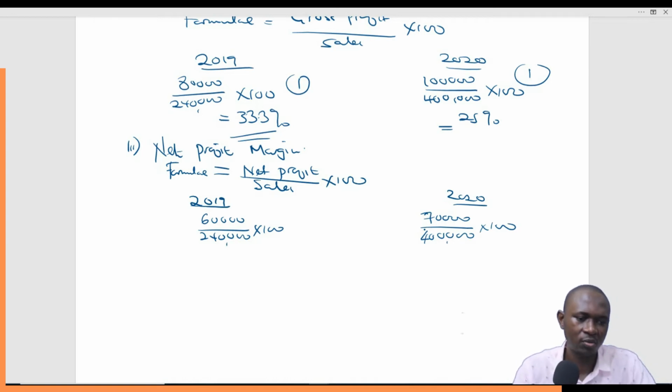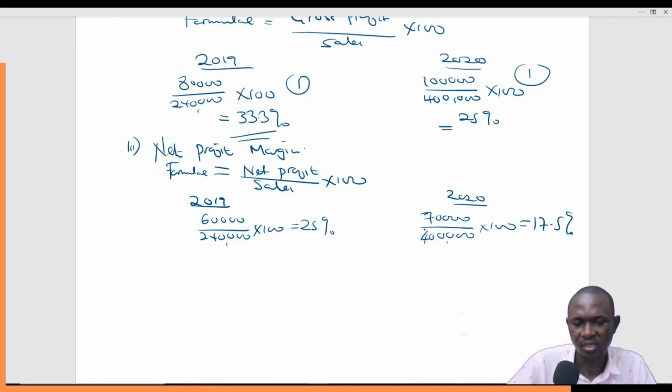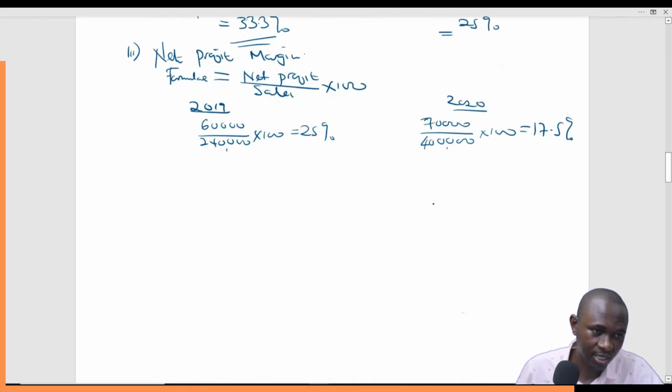So we'll start with this one. 60 over 240, this is 25%. And then this one is 70 divided by 400. That gives you 17.5%. So then we go to the next item.